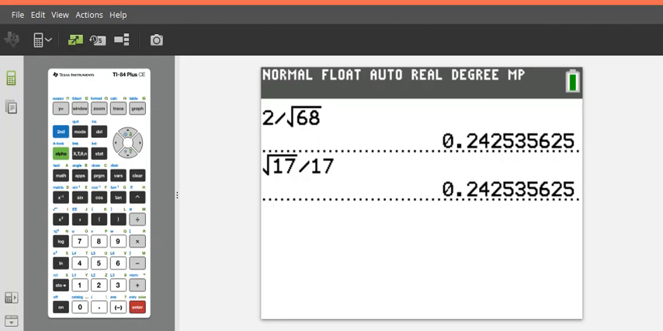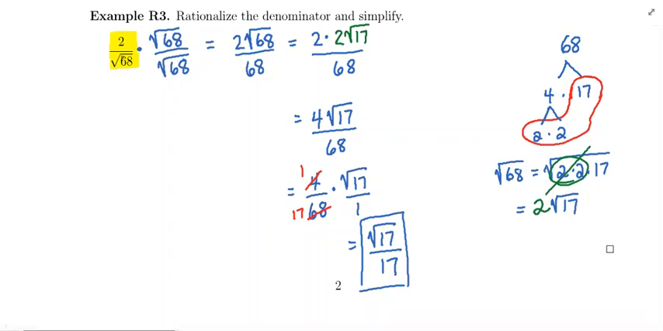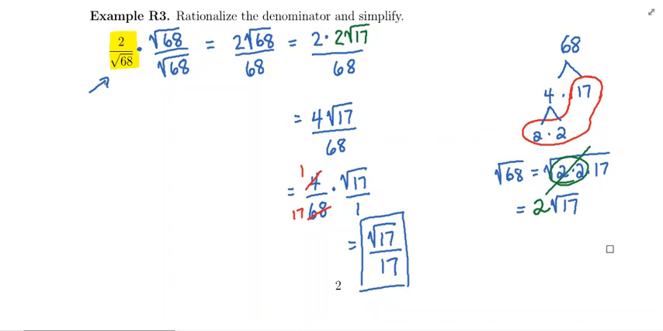All right, so there you go. At the end of the day, these quantities are the same number. 2 divided by the square root of 68 is the same thing as the square root of 17 over 17. Don't think that 2 divided by the square root of 68 is incorrect. It's not. It's still a number, that decimal approximation you just saw. It's just customary in math that when you're working with a square root, you simplify the square root and you rationalize the denominator if you need to.